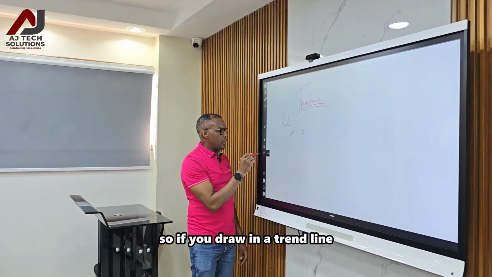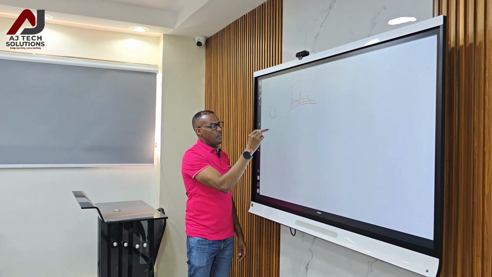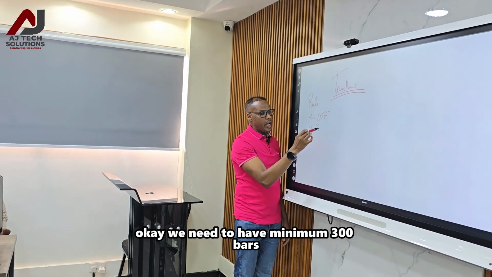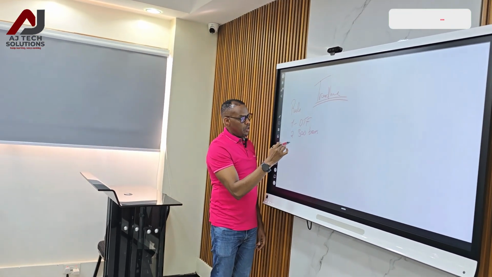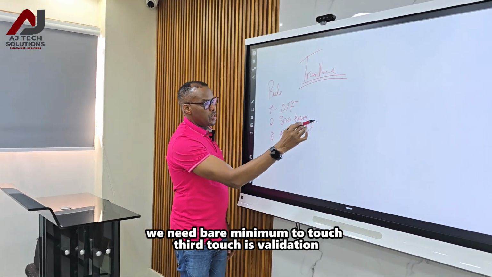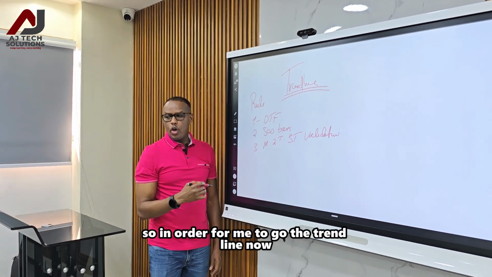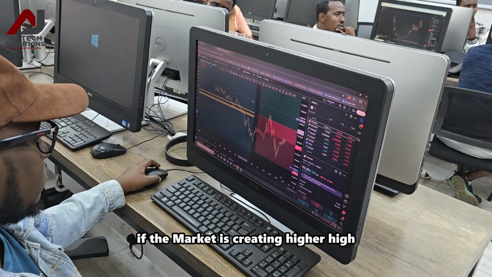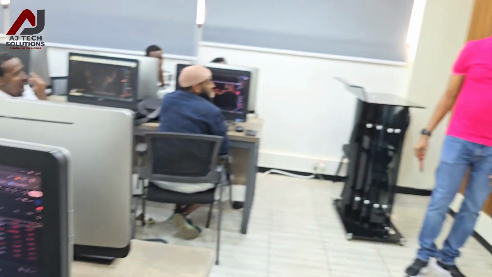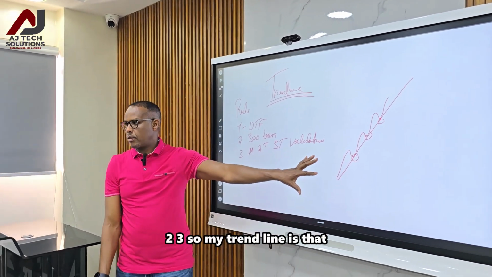So if you're drawing a trend line, number 1, we need to go to the daily time frame. We need to have a minimum of 300 bars. Number 3, we need a bare minimum of 2 touches. The third touch is validation. If the market is creating higher highs and higher lows, and I draw my trend line at the bottom, the support level, I have 1, 2, 3. So my trend line is valid.